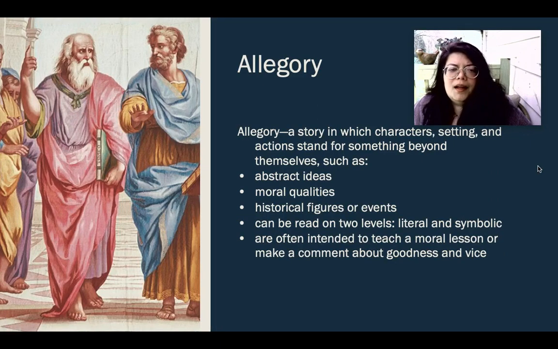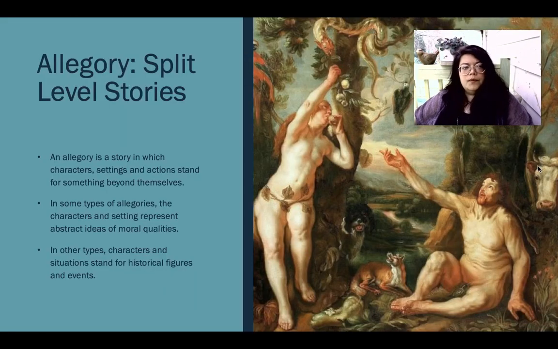Allegory. There's a story in which characters, setting, and actions stand for something beyond themselves, such as abstract ideas, moral qualities, historical figures, or events, and can be read on two levels. There's the literal and the symbolic, right? There's the surface level, and then there's the deeper level, and are often intended to teach a moral lesson or to make a comment about goodness and vice. So we're pretty familiar with reading allegory. Again, we just might not understand that it is allegory. An allegory is a story.